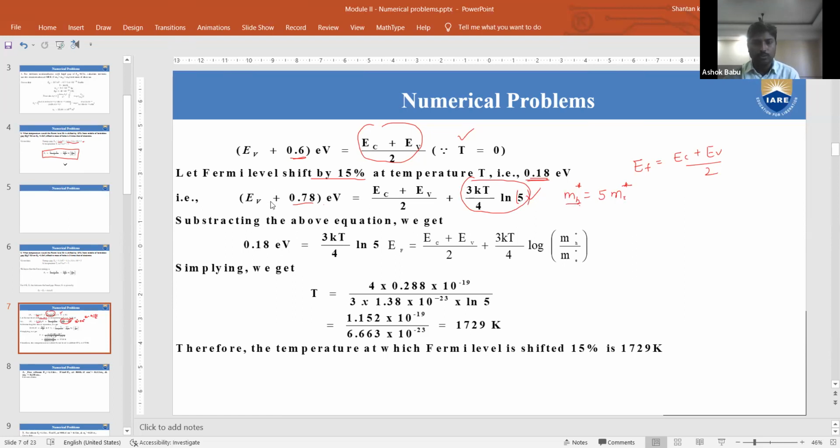So by subtracting these two equations, we get the temperature. EC plus EV by 2 is going to cancel, leaving 3 kT by 4 log 5. So T equals, don't consider this equation number, simplifying, we get T equals 1729 Kelvin. At this temperature, the Fermi level is shifted 15% from the middle of the forbidden energy gap.